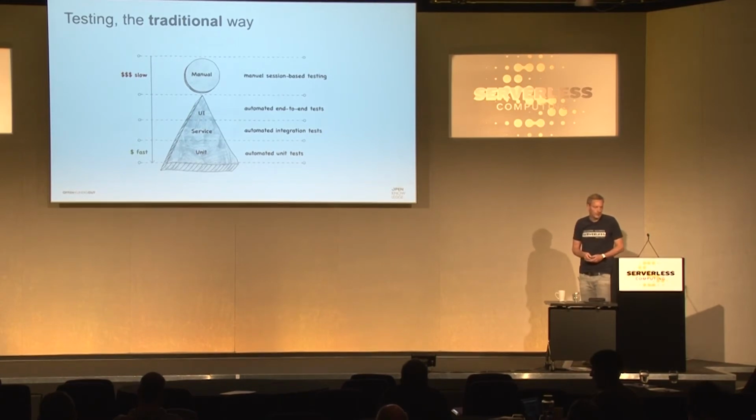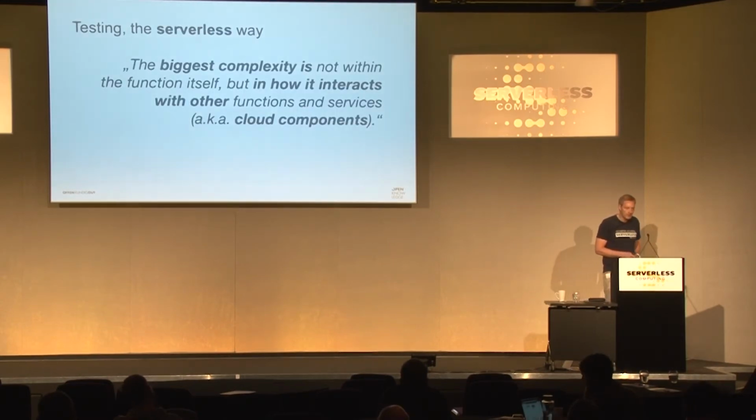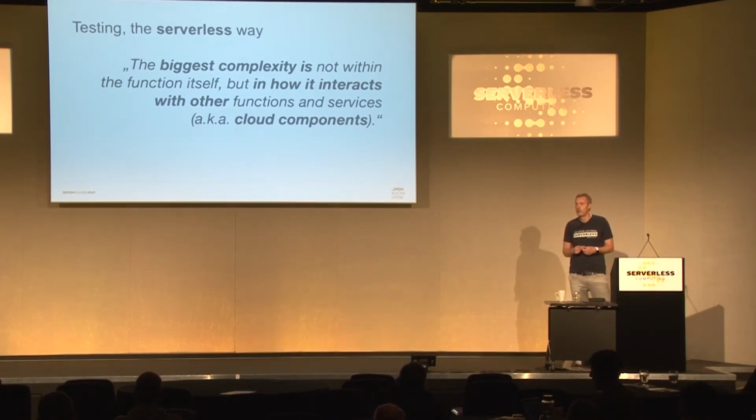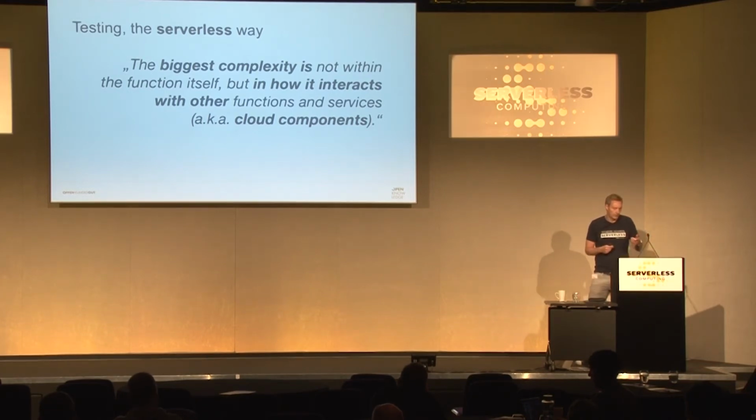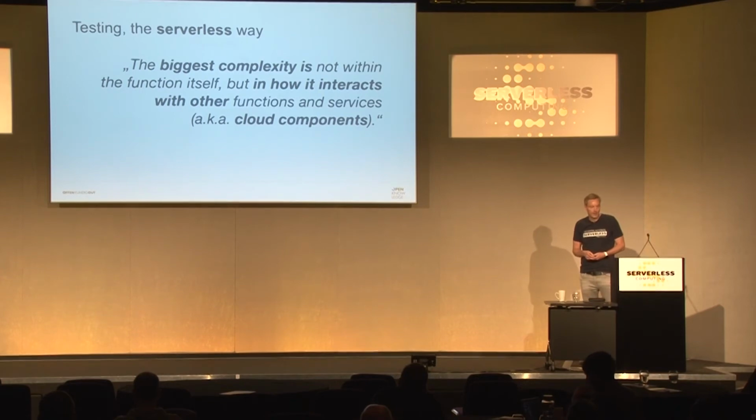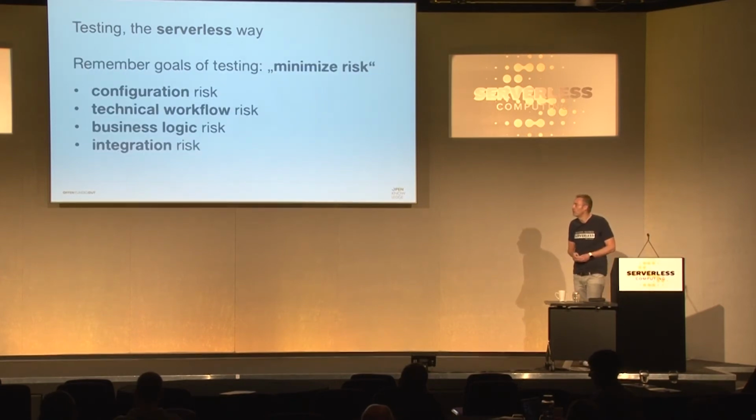In the serverless world, it's a little bit different, because the biggest complexity in the serverless world is not in the function itself. The function itself should normally be very small, and the main behavior of a function is gluing other cloud components together. So just, for example, triggering database storage or a storage system or an event queue or something like this. So the question is more about how the function interacts with other functions and other cloud components. And that is where we have to minimize the risk.